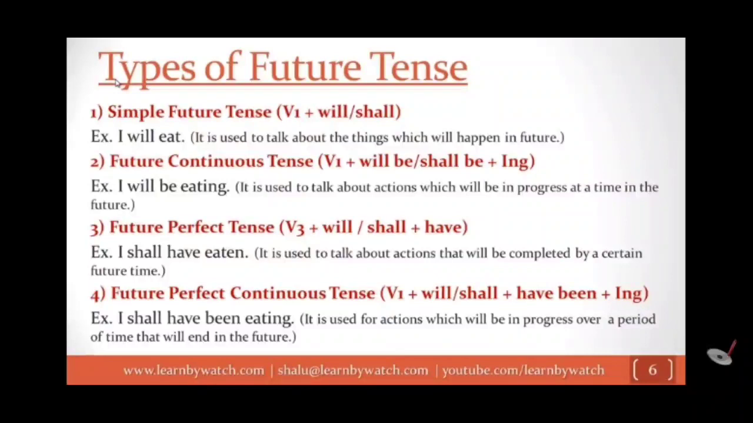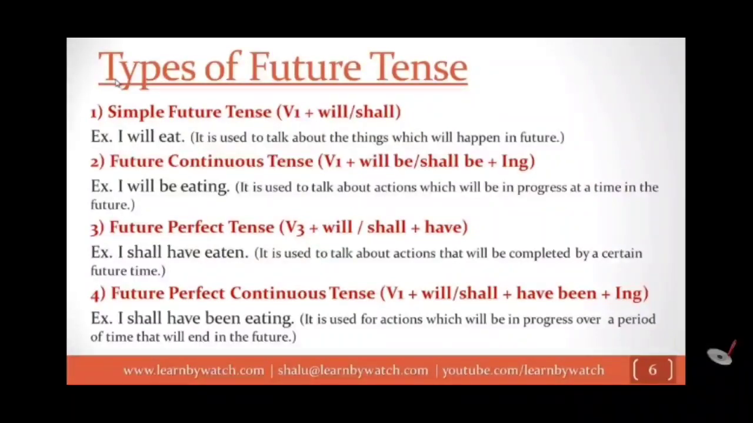Okay, and third number is future perfect tense. Future perfect tense is used to talk about actions that will be completed by a certain future time. Means the action will be completed by a fixed time in the future. For example, I shall have eaten. Okay, by a certain time in the future.